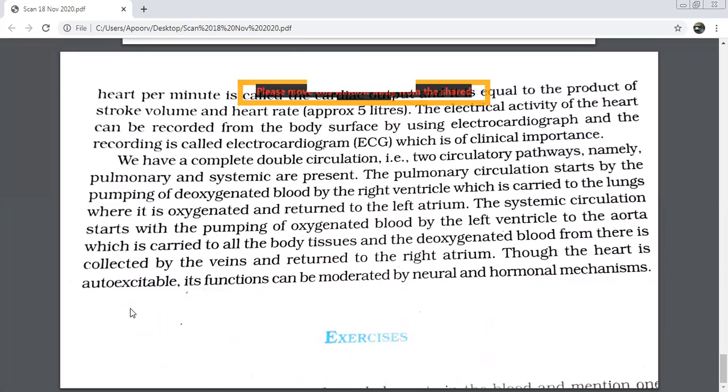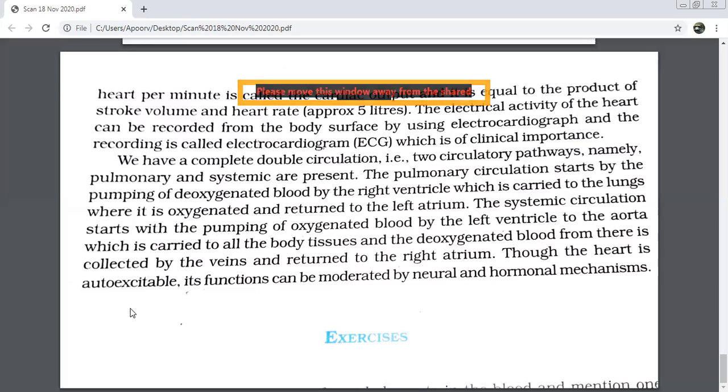SAN or AVN, which one? I'll just give a blank. Dash generates the maximum number of action potentials per minute. SAN. That is why it is also called the pacemaker. The other word for contraction is systole. And relaxation is diastole.